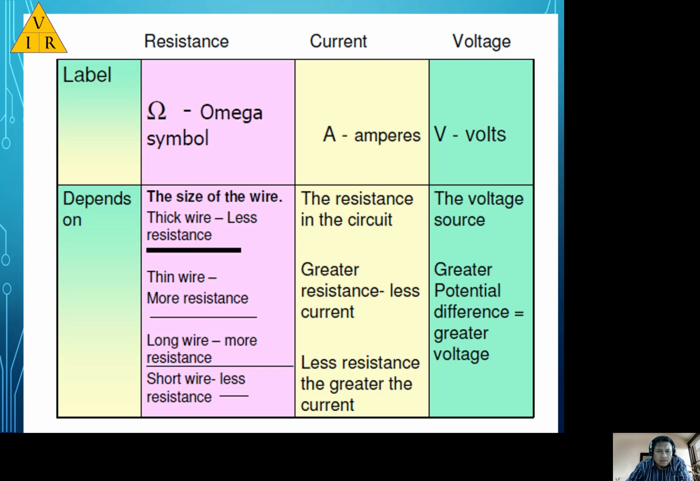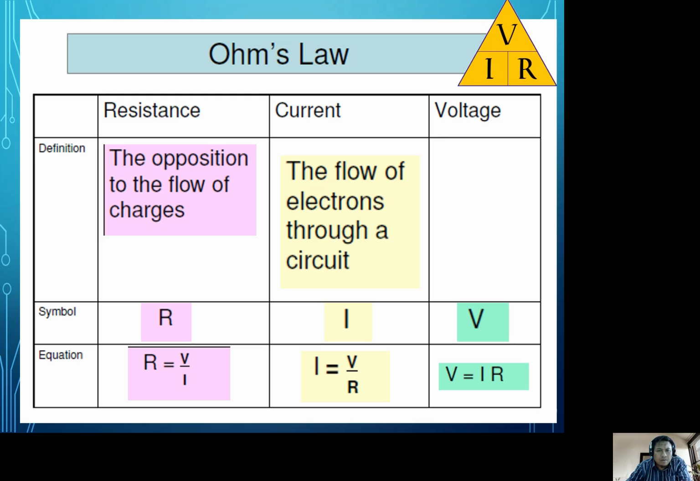The resistance in the circuit: greater resistance, less current. Less resistance, greater current. The voltage: greater potential difference equals greater voltage. You can see the opposition of flow of current, symbol, and equation. Current, the flow of electrons through the circuit, symbol I, and equation. Voltage, symbol V, V equals IR.